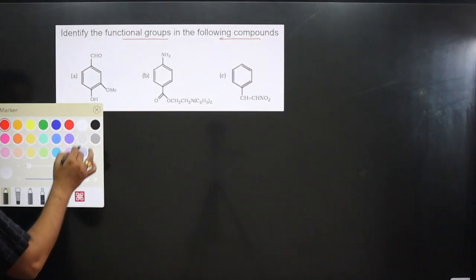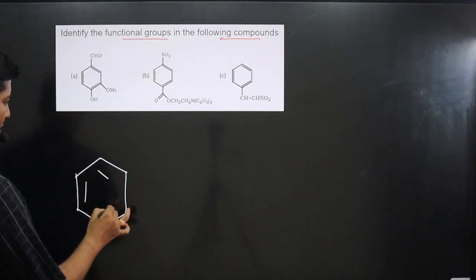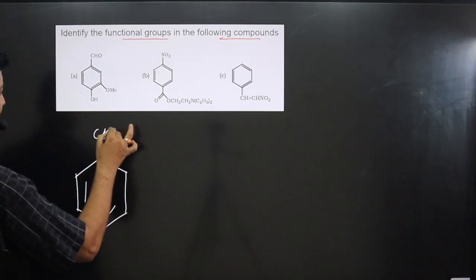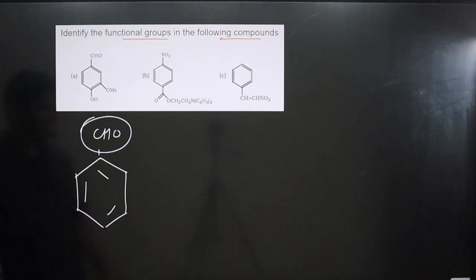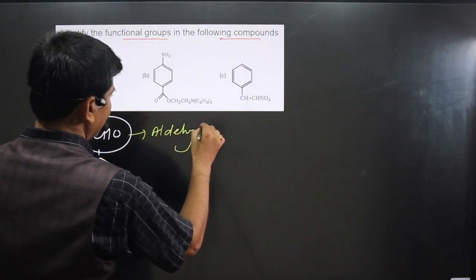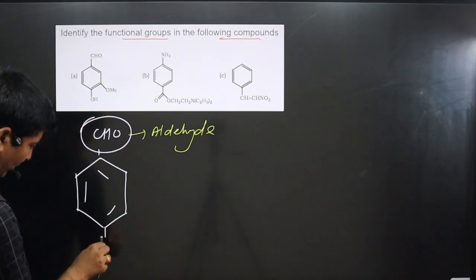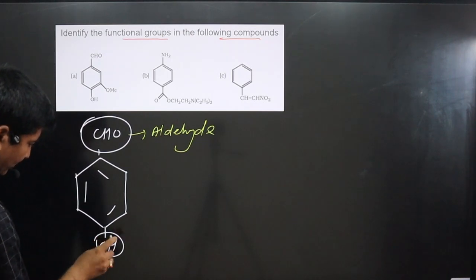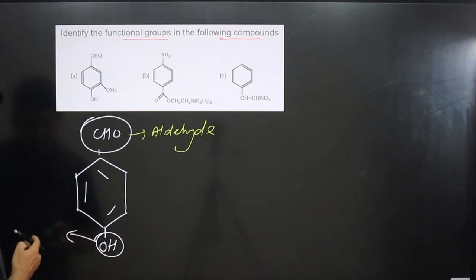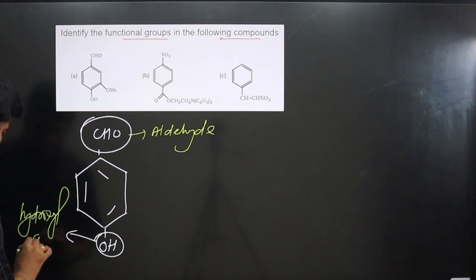We have the benzene ring, and to the benzene ring we have a CHO group, that is an aldehyde group. We got one functional group. Next we have OH, so this is a hydroxyl group. Hydroxyl group is there.